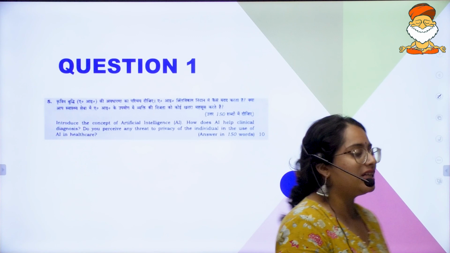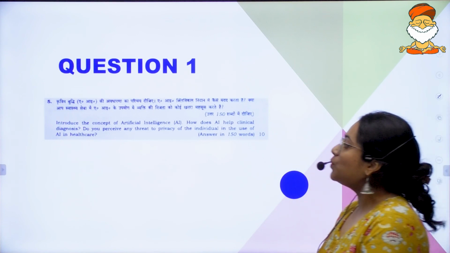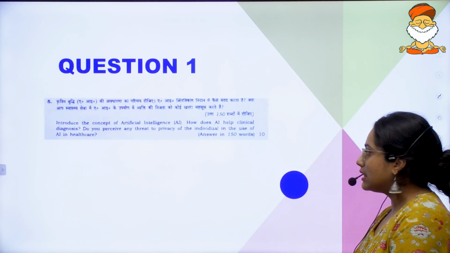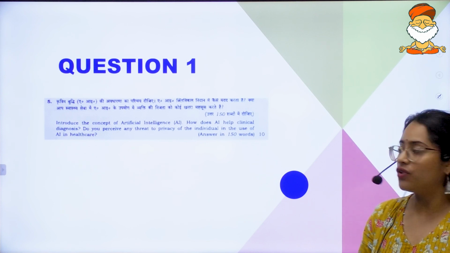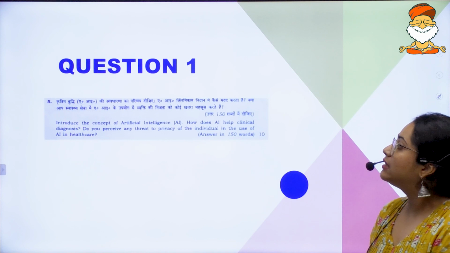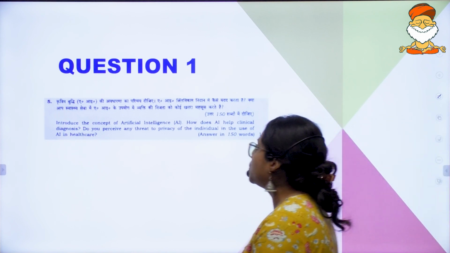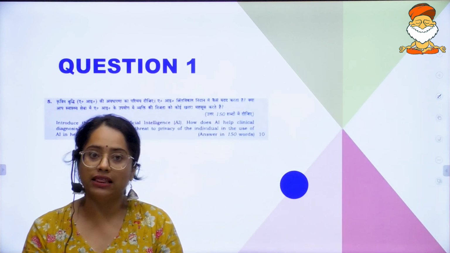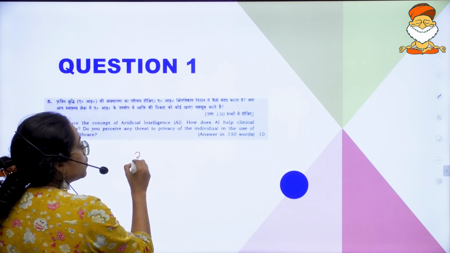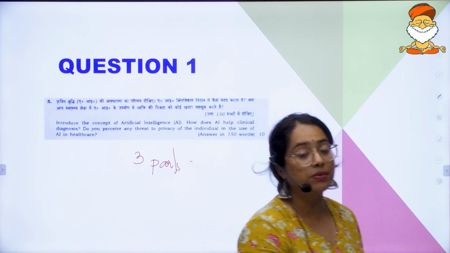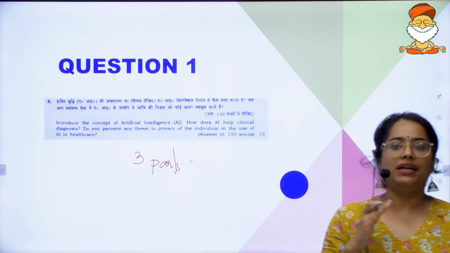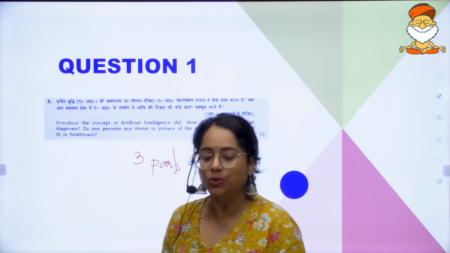The first question reads as: introduce the concept of artificial intelligence. How does artificial intelligence help clinical diagnosis? Do you perceive any threat to privacy of the individual in the use of AI in healthcare? There are three parts to the question, but don't get overcommitted to any part, because all three parts have to be dealt with with somewhat equal importance.